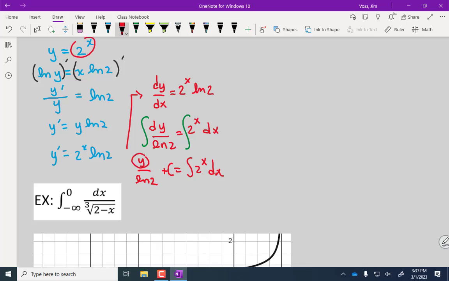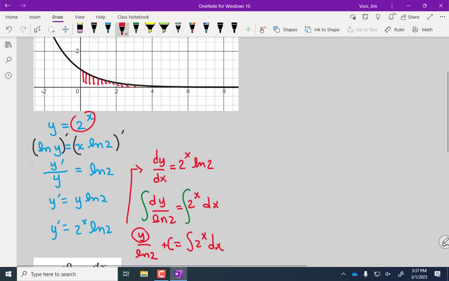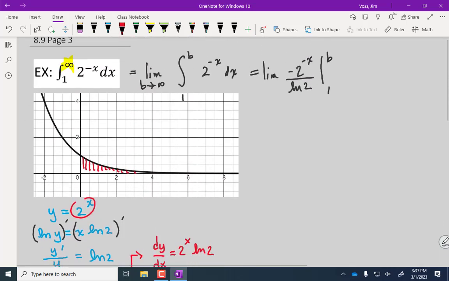So the integral of 2 to the x is going to be 2 to the x over natural log of 2. So if you're integrating, you divide by natural log of 2. If you're differentiating, you multiply by natural log of 2. Very similar to chain rule and reverse chain rule. Chain rule, you multiply by the derivative of the inside. Reverse chain rule, you divide by the derivative of the inside. So same process. Multiply for derivative and divide for integrals.